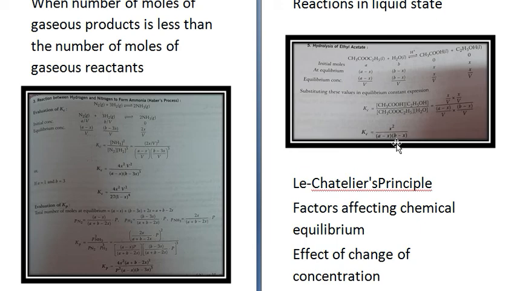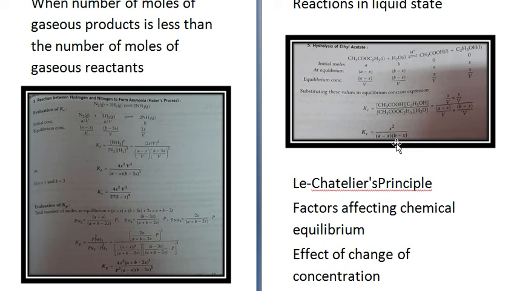For example, if you increase the concentration of any one of the reactants, equilibrium will shift to the forward direction. And if you increase the concentration of any one of the products, equilibrium will shift in the backward direction. Like for example, in the manufacture of ammonia, N2 plus 3H2 gives you 2NH3. So if you are adding N2 or H2, the reaction will proceed in the forward direction. But if you are adding ammonia, the reaction will proceed in the backward direction.